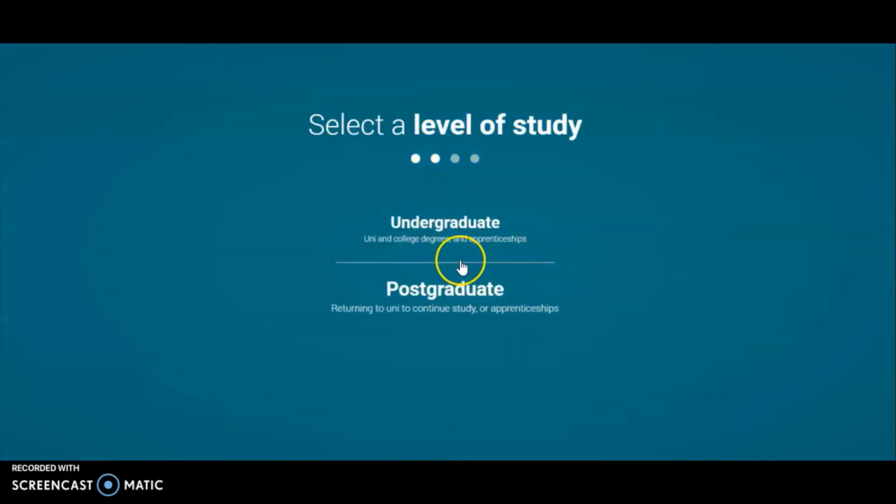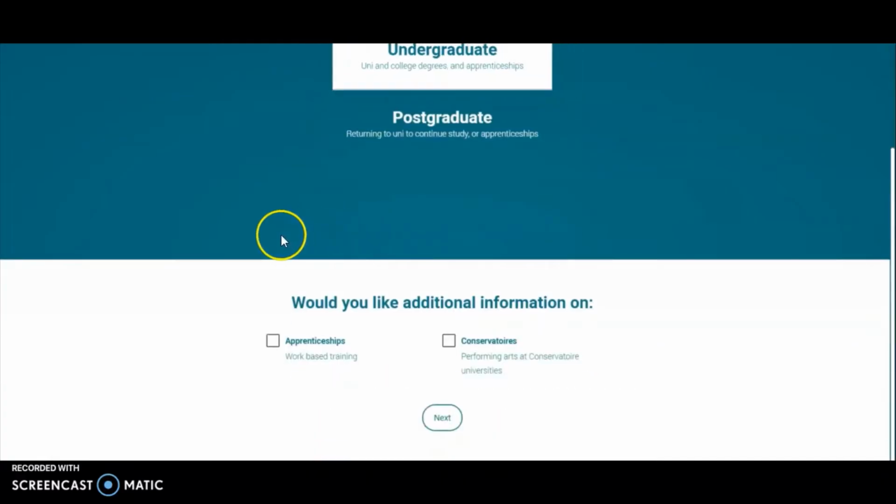So now it brings up 2 levels of study that you can opt for. One is undergraduate, one is postgraduate. If you have not already studied for a degree, you need to make sure that you click undergraduate. Postgraduate is things like master's degrees. It then asks if you'd like any information about apprenticeships or conservatoires. Unless you are applying for performing arts or a work-based learning, you don't need to tick either of those.